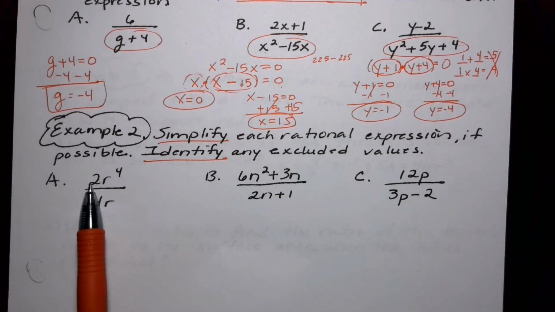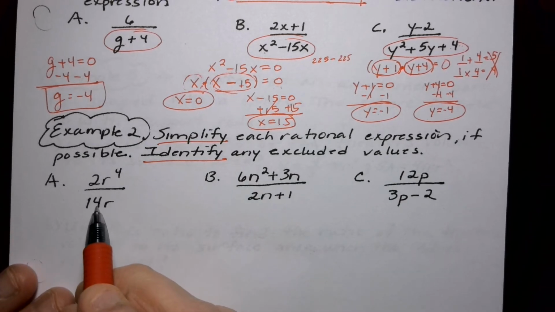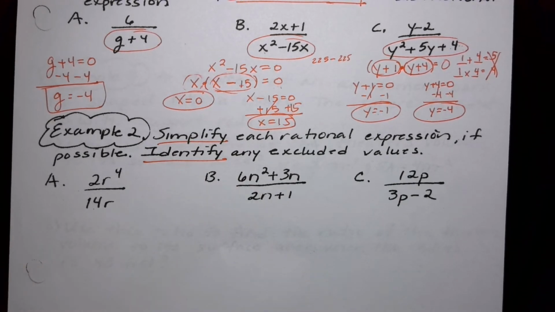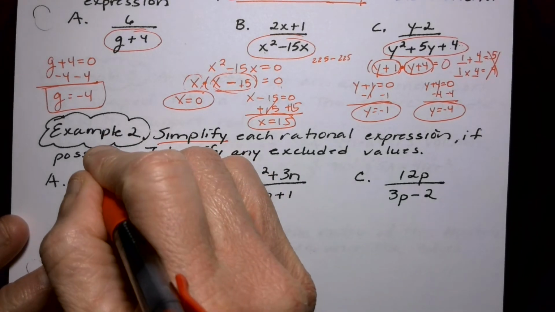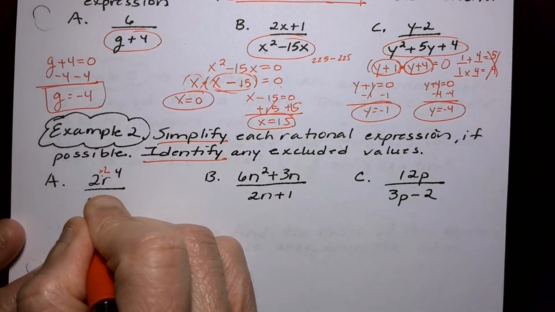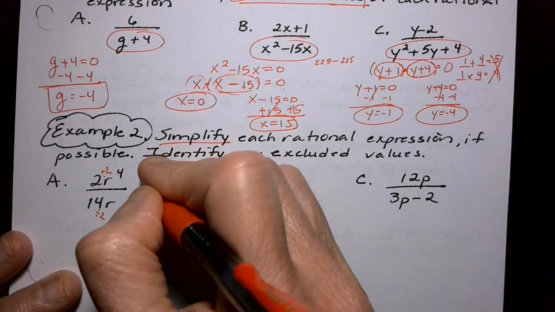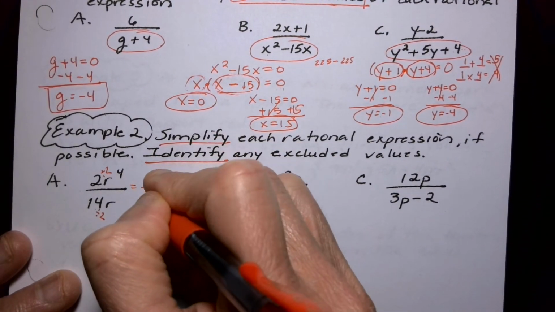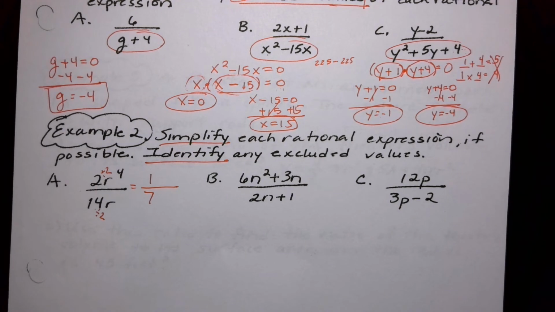Okay. No adding or subtracting. So that means it's actually easier to simplify. So first thing you can do is look at the numbers. How does 2 over 14 reduce? You can divide by 2 on both of them, can't you? So you would get 1 over 7.